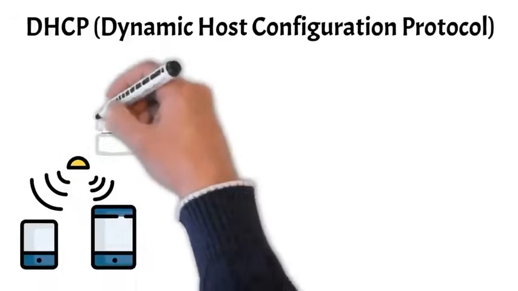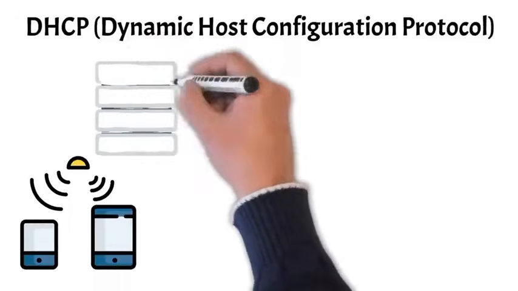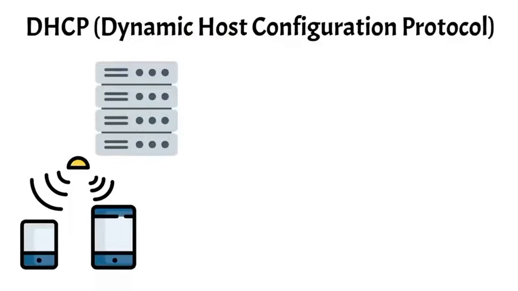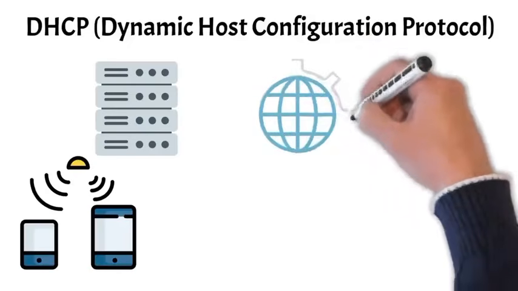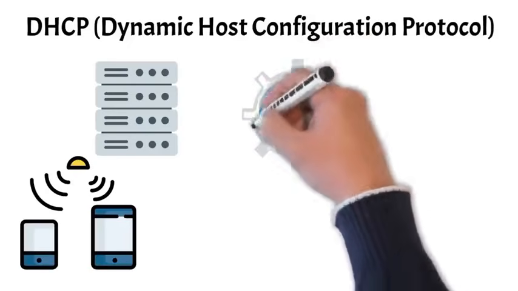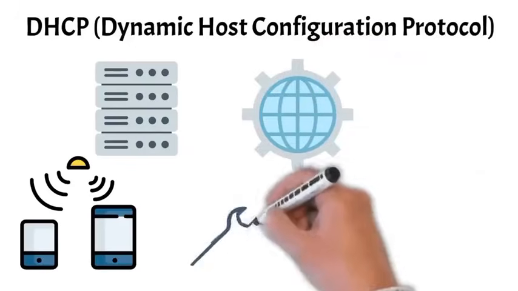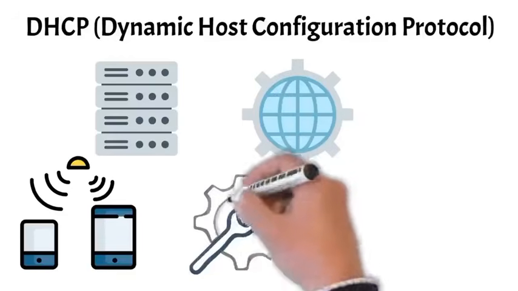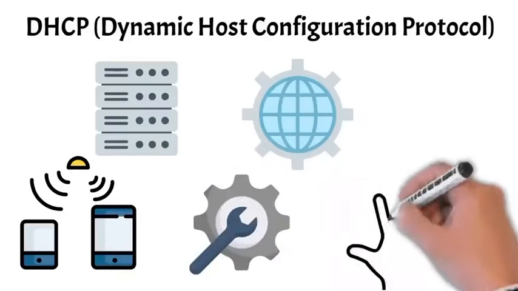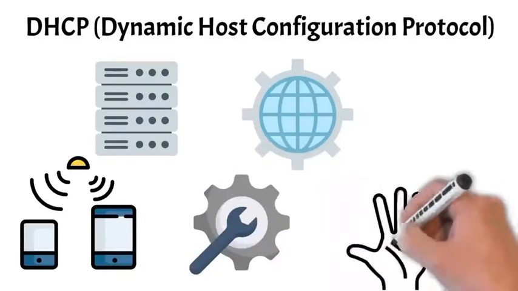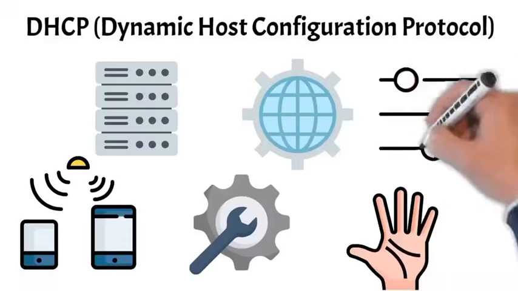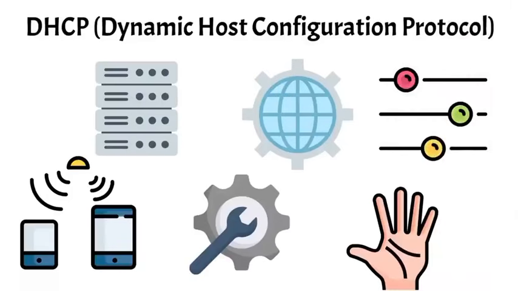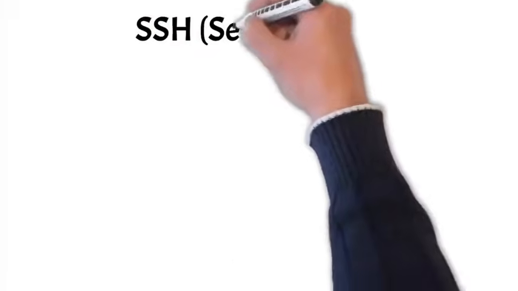When a device, like a computer or smartphone, connects to a network, the DHCP server dynamically assigns it an available IP address from a predefined range, along with necessary details such as the subnet mask, default gateway, and DNS server. This automated process simplifies network management by eliminating the need for manual IP address configuration, reducing conflicts and ensuring that each device has the correct network settings to operate smoothly. Moving forward, we have SSH.